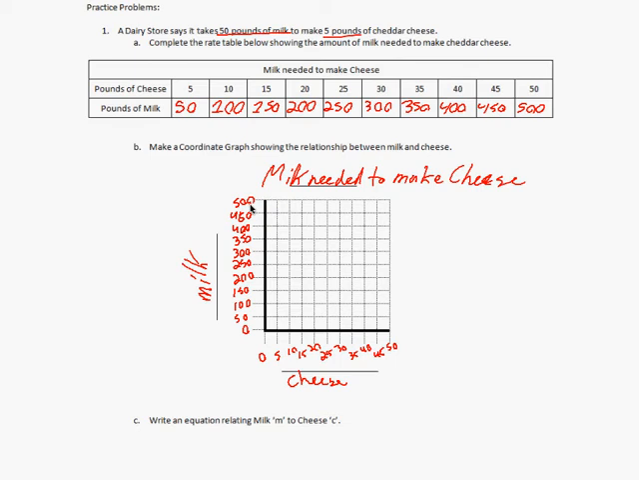Well, this one's easy. We counted by the same thing in the table. So at 0, we need 0. At 5, we need 50. At 10, we need 100. And it just goes up like that.